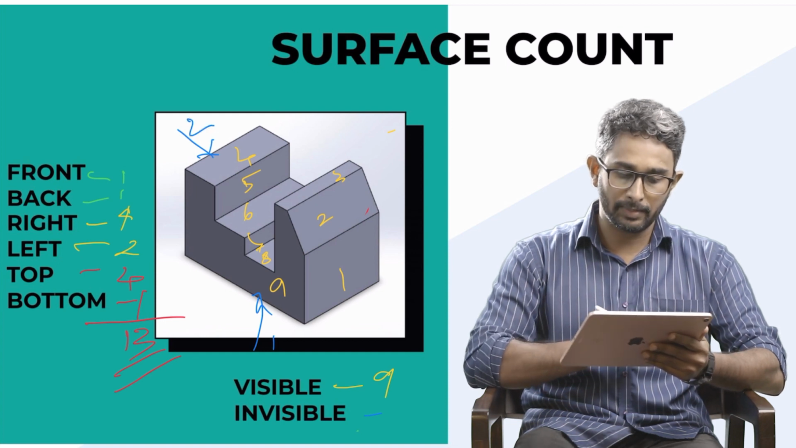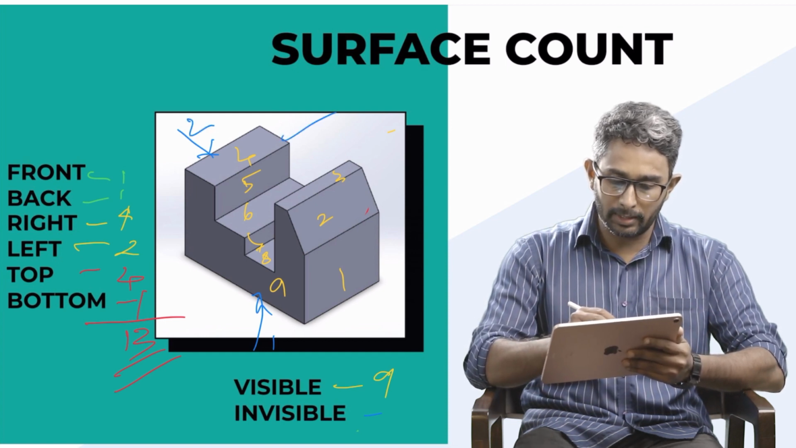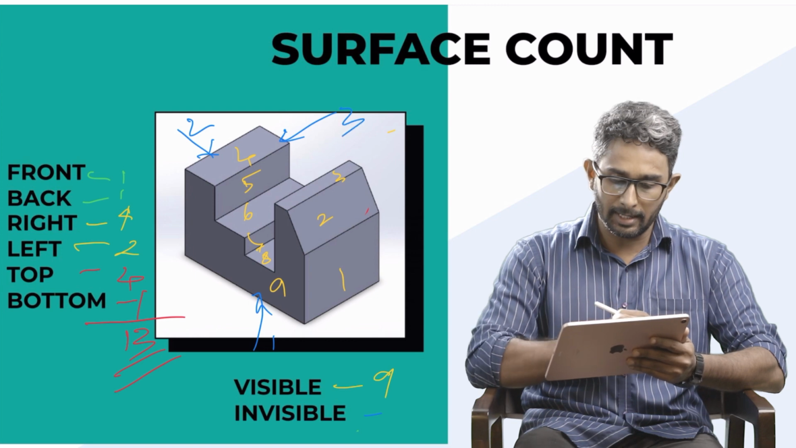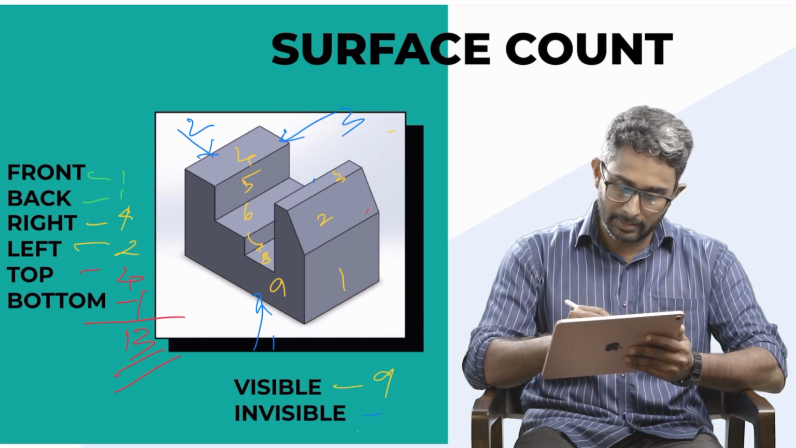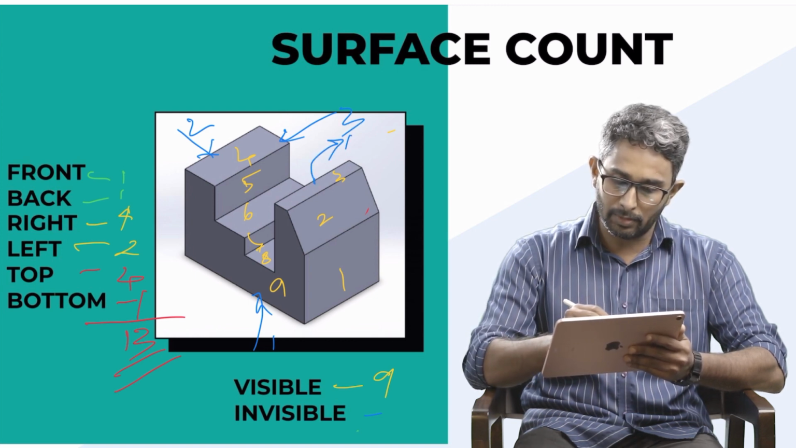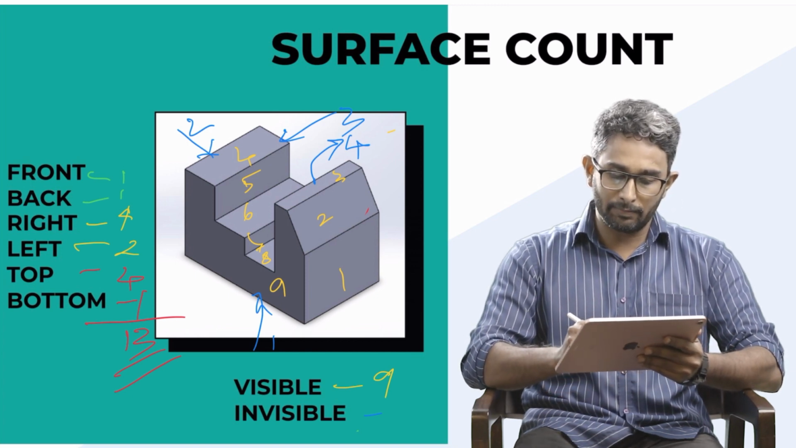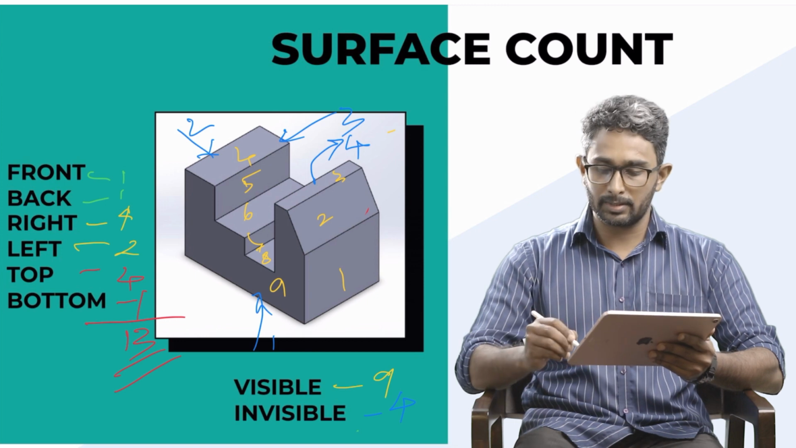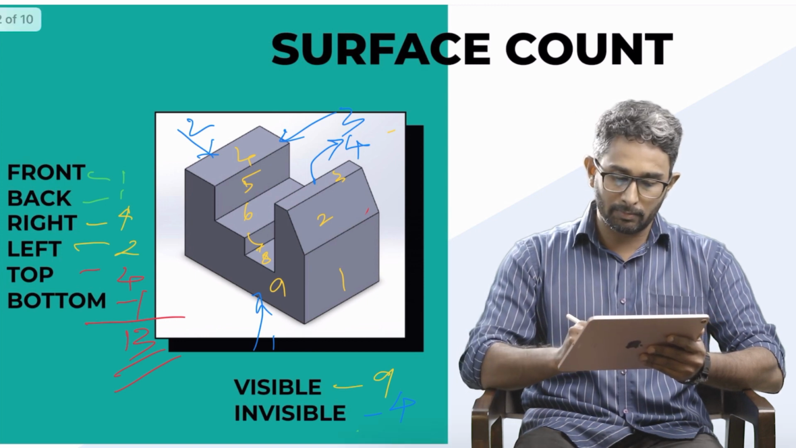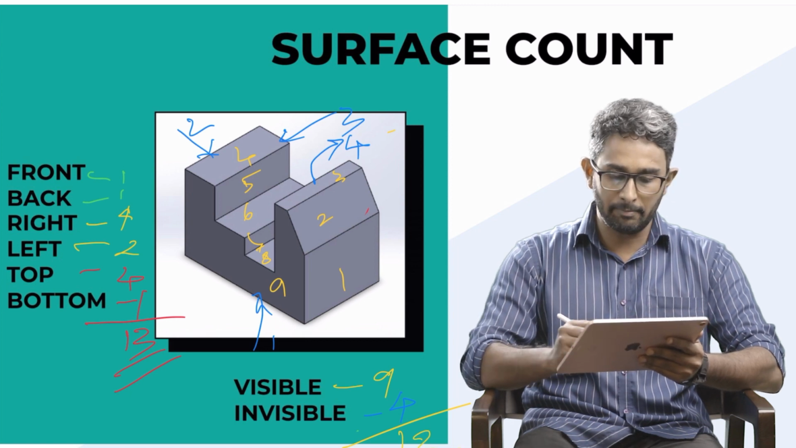So this is 2. Back side of this solid is also invisible for us. This is 3. And this particular face is also invisible for us. So there are 1, 2, 3, 4 invisible surfaces totally present. So if we total the number of surfaces, we will be getting 13. Okay, the answer is same.